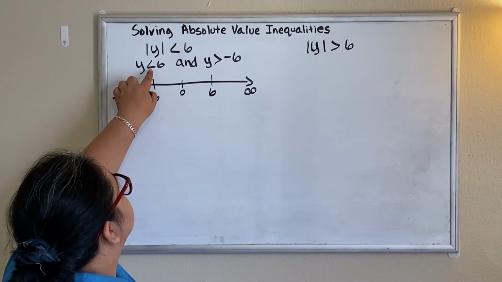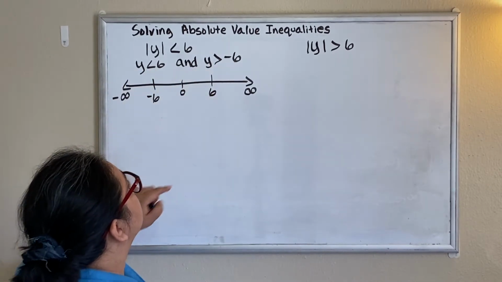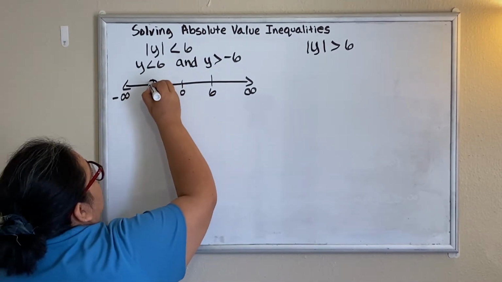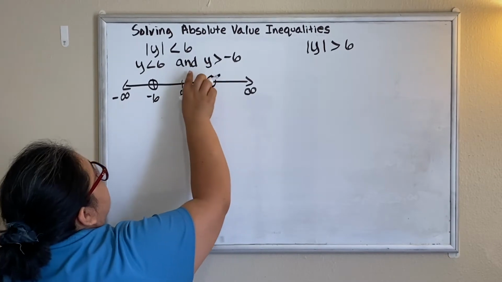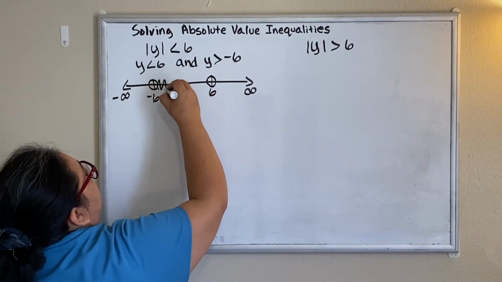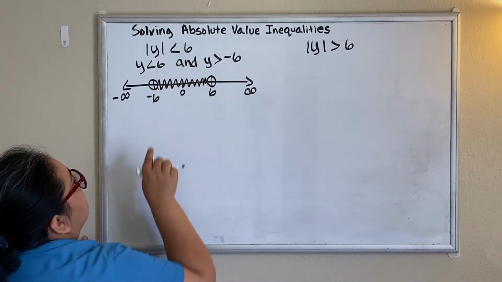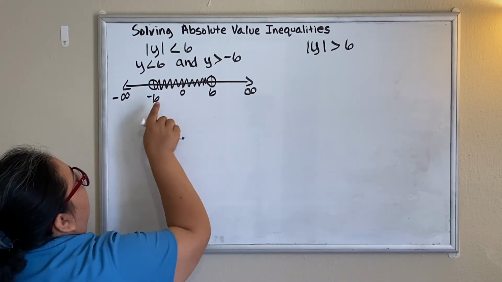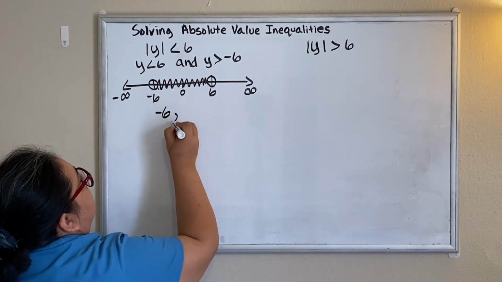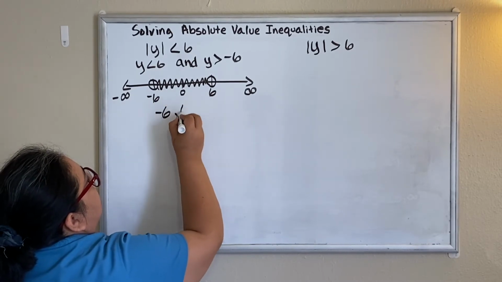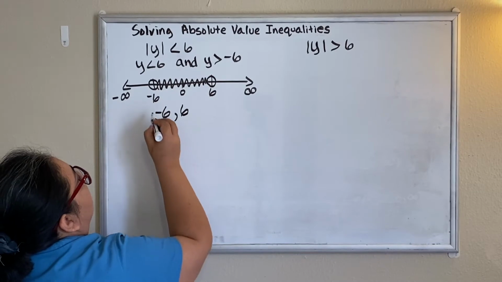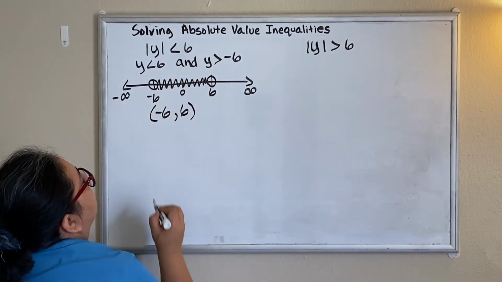Now, I don't have an or equal to part, so my points are open. And this is an and statement, so I shade in between. And now for interval notation, my shaded part starts at -6, goes all the way to +6, and they're both open, so they're both going to have parentheses.